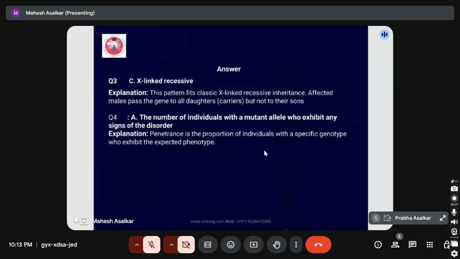Okay. So for question number three, the answer is X-linked recessive. This pattern fits classic X-linked recessive inheritance. Affected males pass the gene to all daughters as carriers, but not to their sons.